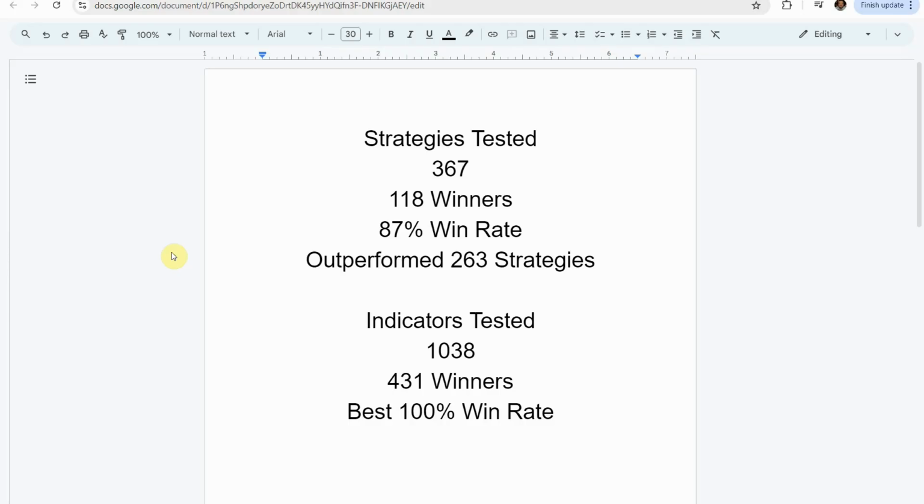Alright, as I said, today we will be testing a day trading indicator. Before we do though, I wanted to put the testing scoreboard up for everyone to see.